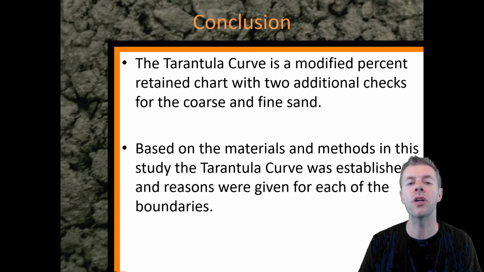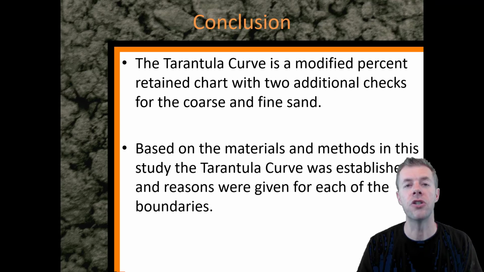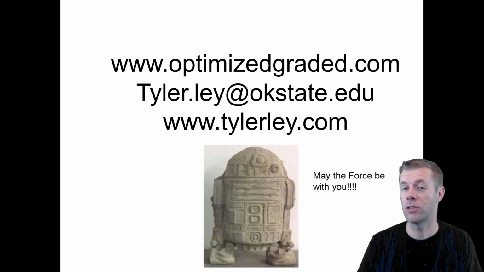optimizegraded.com. So in conclusion, the tarantula curve is a modified version of the percent retained chart, but it's got 2 additional checks. It's not just the curve. You need the checks as well for coarse sand and also fine sand. But based on the materials and methods in this study, the tarantula curve was established and reasons were given for each of the boundaries. And the field data shows that mixtures with improved smoothness also correlated to mixtures being inside the tarantula curve.